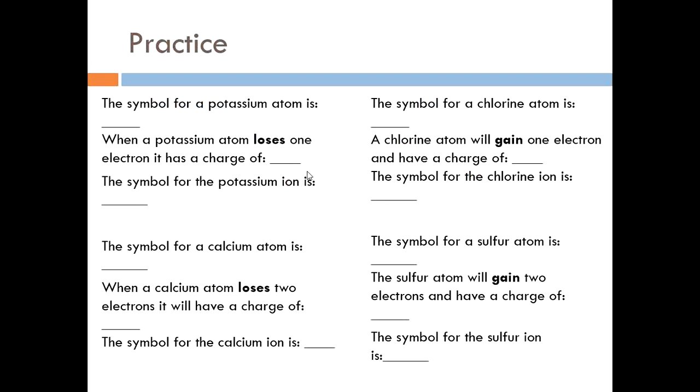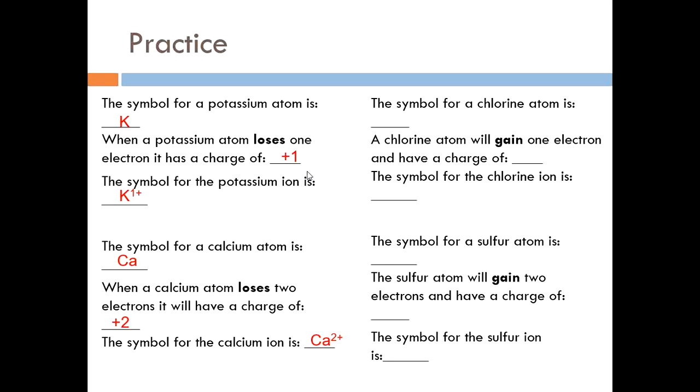So let's try these together. The symbol for a potassium atom is capital K. When a potassium atom loses 1 electron, it has a charge of plus 1. So then the symbol for the potassium ion is K, 1 plus. The symbol for a calcium atom is capital C, lowercase a. If it loses 2 electrons, it has a charge of plus 2. Plus, lost 2, meaning 2 electrons. The symbol for the calcium ion is capital C, lowercase a, superscript 2 plus.